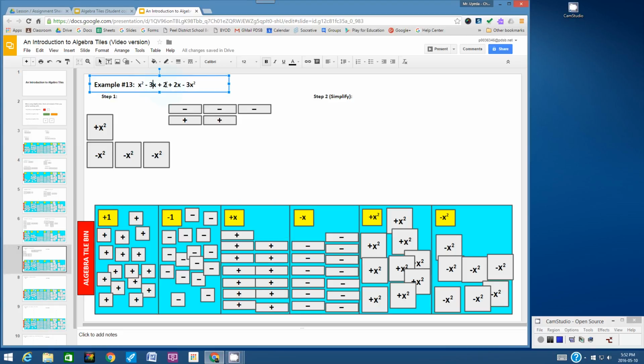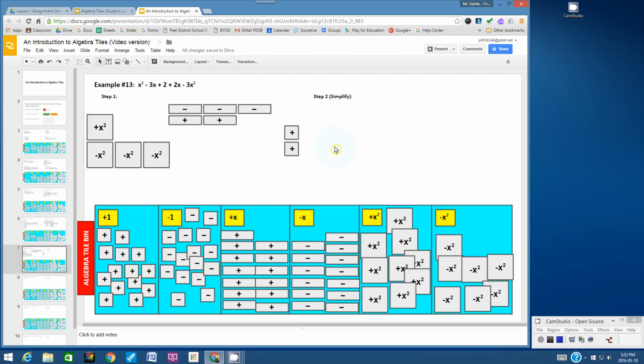Okay, let's look for any integers. Are there any integers? Yes, there's positive 2. So let me grab 2 integer tiles, and I'm just going to put them over here as far right as I can. Okay? All right.